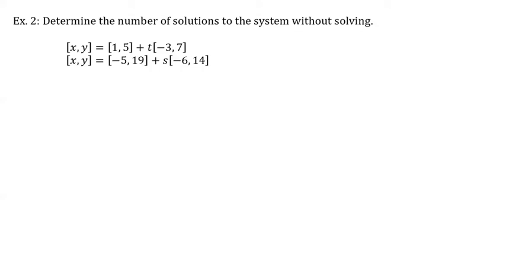So let's go ahead. I'm going to call this line 1 and this line 2, and I'm going to come up with direction vector 1. If this was in another form, it might be a little bit more work. This is why vector form is useful.